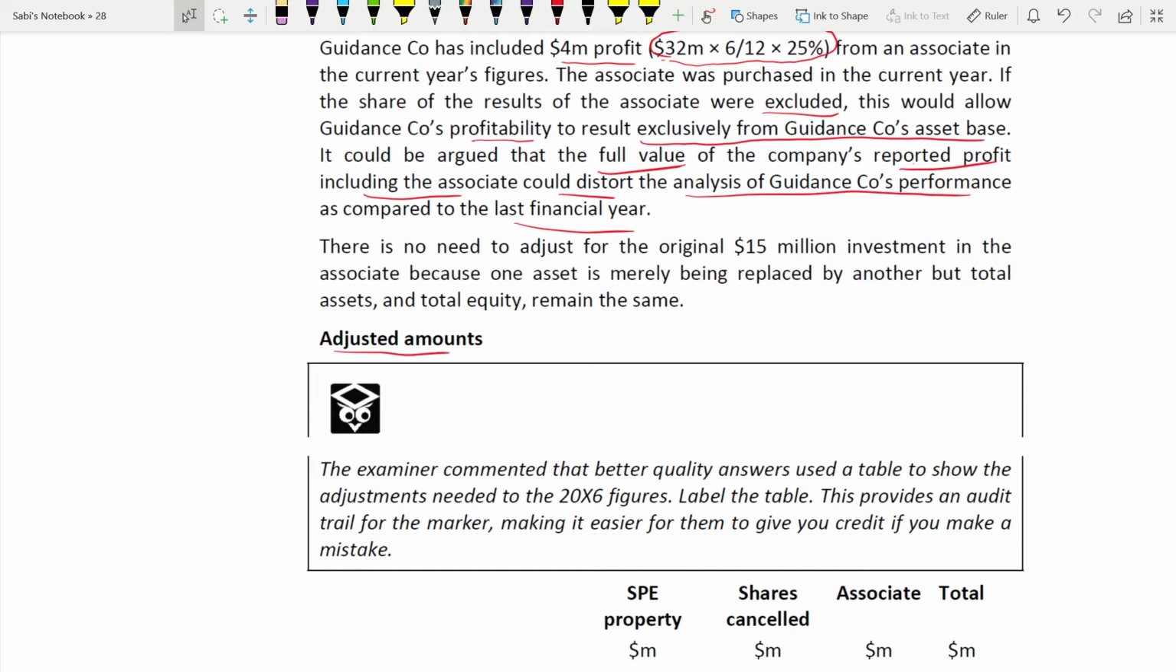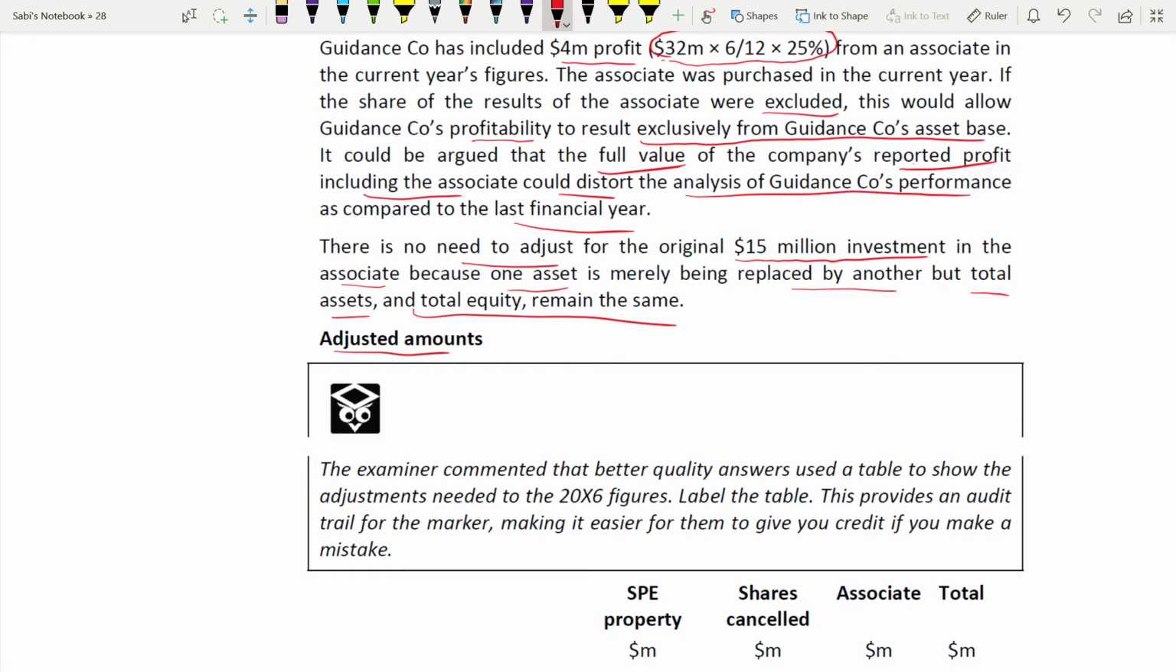So there is no need to adjust the original 50 million investment. You don't have to adjust this in the associate. Why? Because one asset is merely being replaced by another, but total assets and total equity remain the same. Even if something remains the same and you are not adjusting, it's not impacting, still you have to write it.